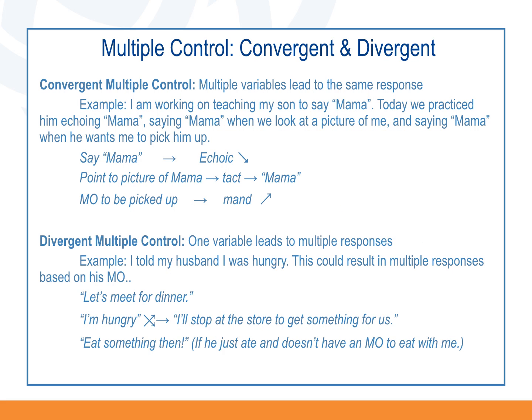So, looking at multiple controls. We know language would be nice if it was always that simple, but it's definitely not. For convergent control, things are converging together, joining together: multiple variables can all lead to the same response.